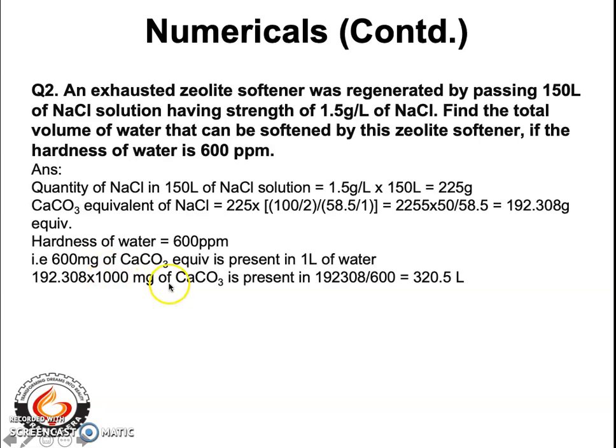So 192.308 into 1000 milligrams of calcium carbonate equivalent will be present in 192.308 divided by 600. So that is coming out to be 320.5 liters. So this is the total volume of the hard water that has been softened by the zeolite softener. So this is how you're going to answer such type of numericals.